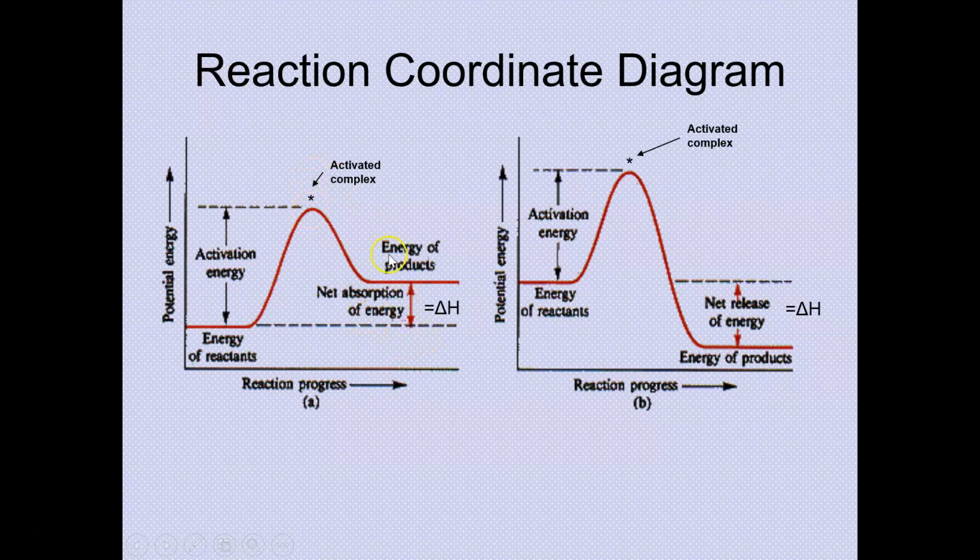Now in this reaction here, since our energy of products is higher than our energy of reactants, we know that this is an endothermic reaction. Energy was absorbed, and it has a positive delta H because it's energy of products minus energy of reactants. Meanwhile, over here, we have all of the same things, except we have our energy of reactants starting up high, with our energy of products being very low. Energy of products minus energy of reactants is still going to be delta H.